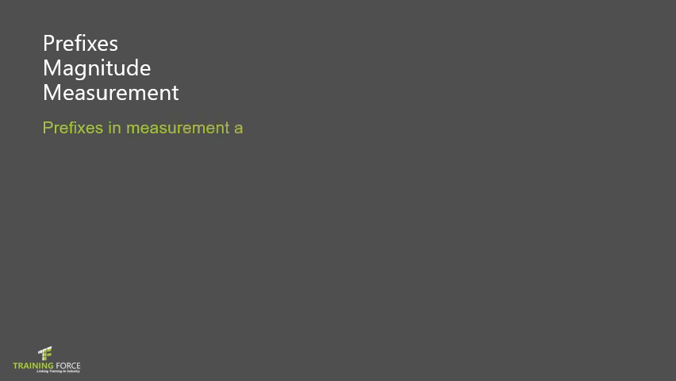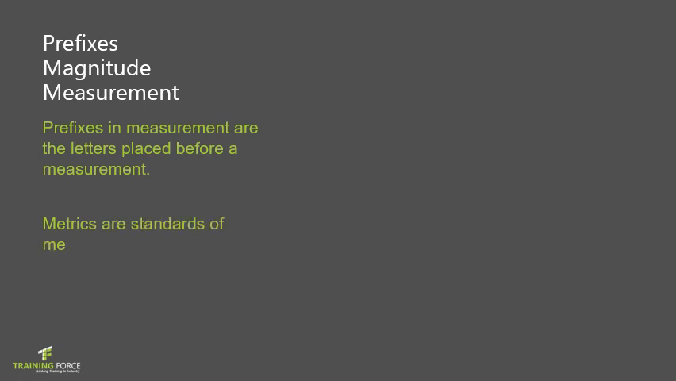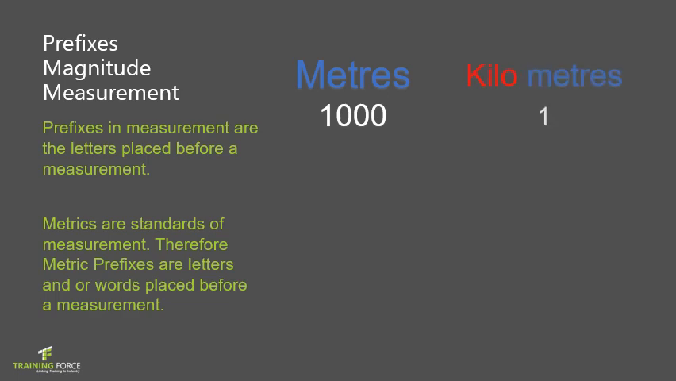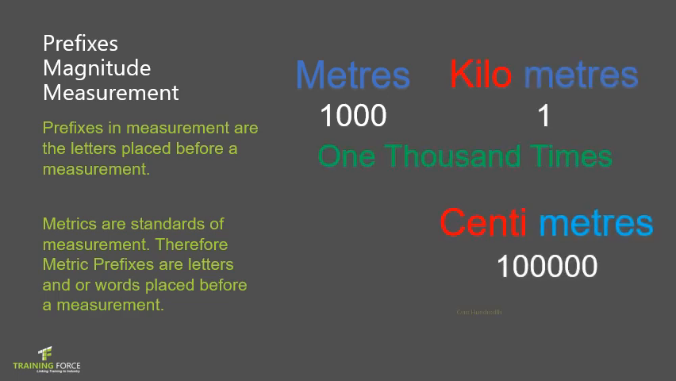Prefixes in measurements are the letters placed before a measurement. Metrics are standards of measurement. Therefore, metric prefixes are letters and or words placed before a measurement. Now, you've probably heard of some of these. If we look at meters, we have kilometers, which is 1,000 times a meter. Then we get centimeters, which is 1/100th of a meter. Let's take a look at some other measurement units.